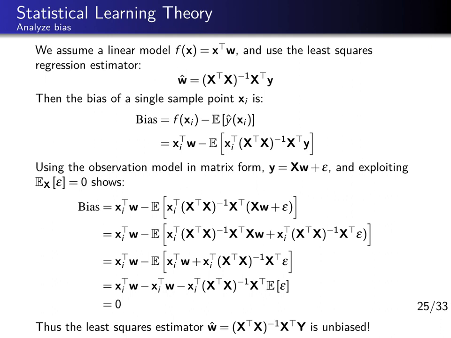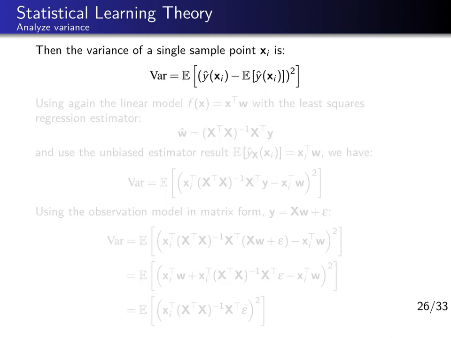We insert these things into the bias expression, then do some linear algebra, as you see in these 5 lines here, that I encourage you to follow in some detail. And you can then see that the bias is on average 0. So the least squares estimator is on average or asymptotically unbiased.